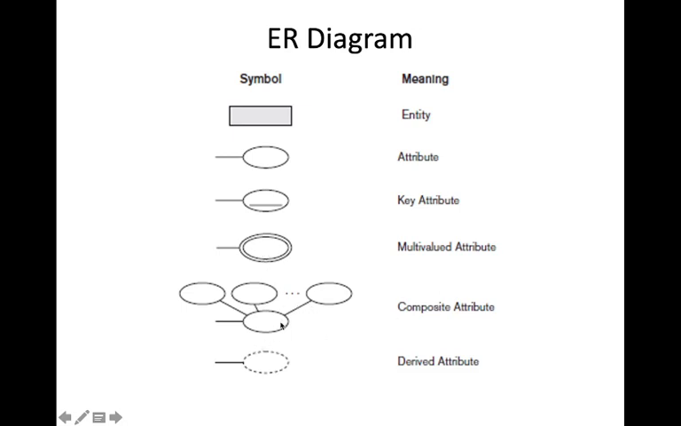If it is a composite attribute, it will be represented like this. If it is name, then we write name inside this bubble, and first name, middle name, and last name will be written in three different bubbles. If it is a derived attribute, it will be specified in dotted lines. We have already seen age is a derived attribute which can be derived from date of birth, so it will be represented in a dotted oval. You will see an example, then you will understand.